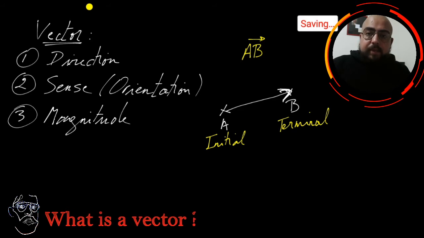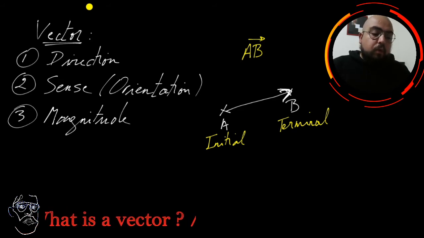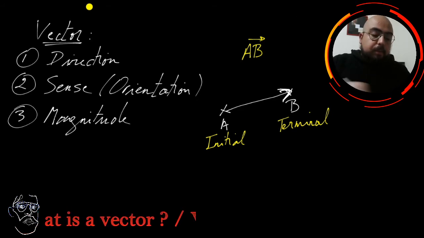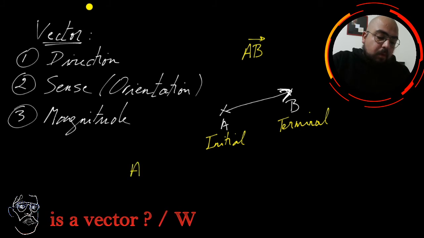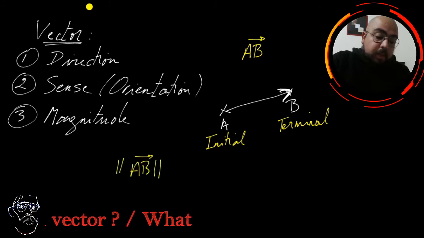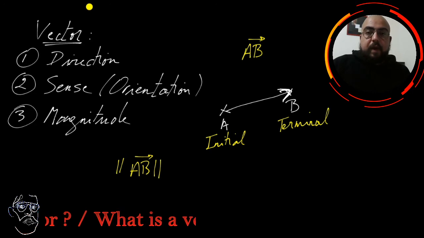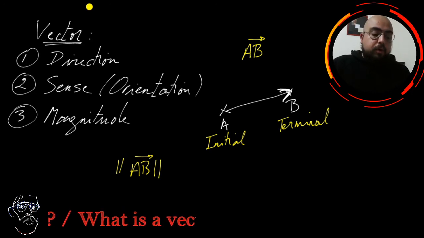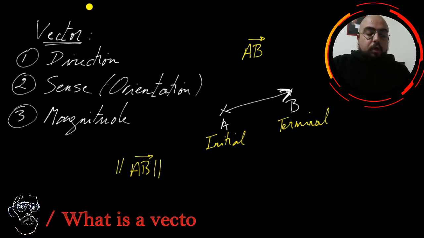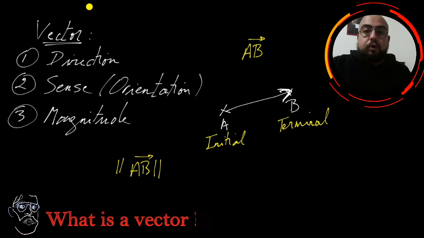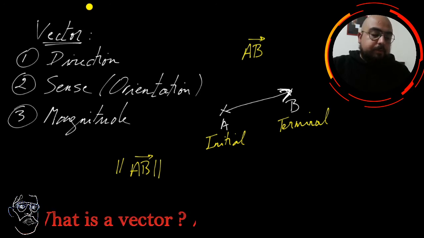Since this vector has a magnitude, we can write AB between two vertical lines, and it means the value of this segment, the norm or the magnitude of the vector AB. So you need to write it down in this way.